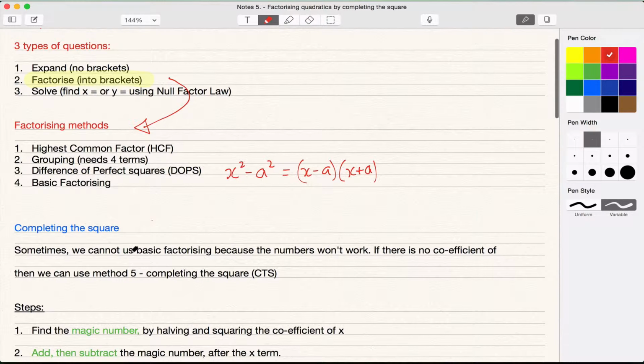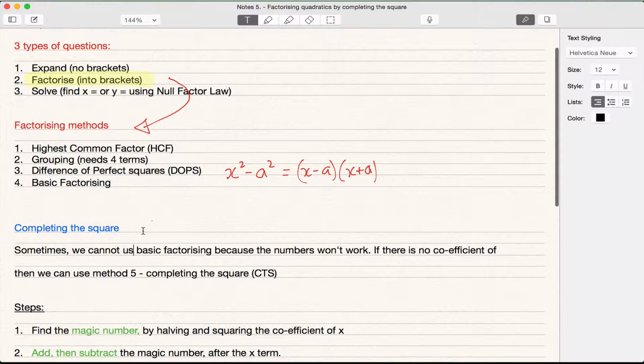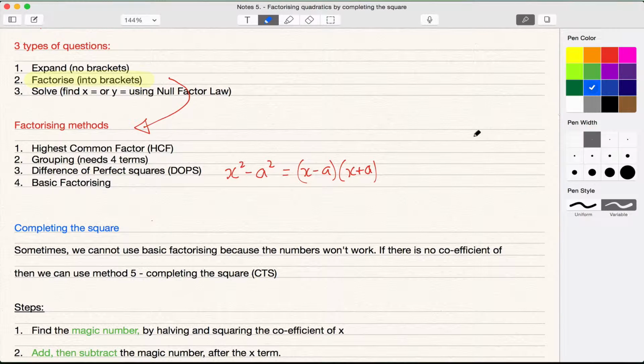Sometimes we can't use basic factorising because the numbers don't work. So we can't actually find two numbers that multiply to make the final number and add to make the middle number. An example of this would be y equals x squared minus 8x minus 3. So two numbers that multiply to make minus 3 would have to be 3 and 1. And 3 plus 1 doesn't make negative 8. 3 minus 1. However hard you try, you can't make 3 and 1 make negative 8.